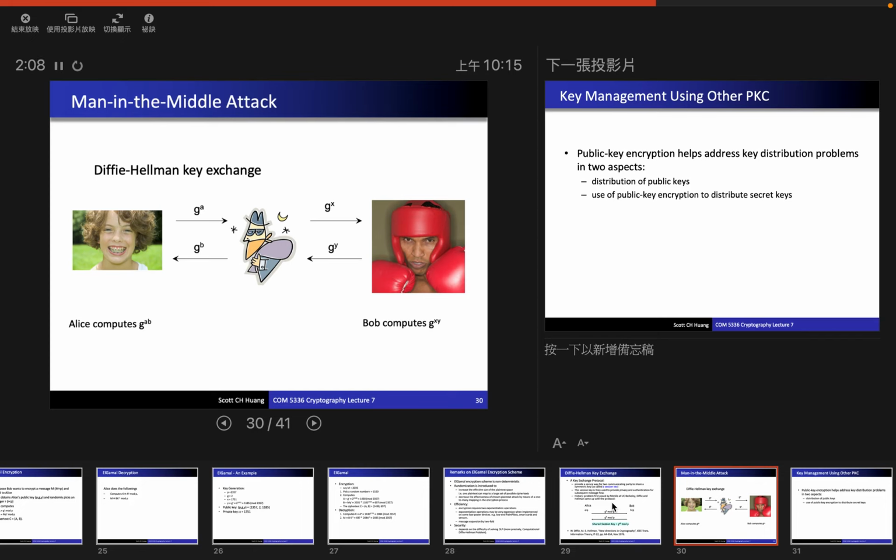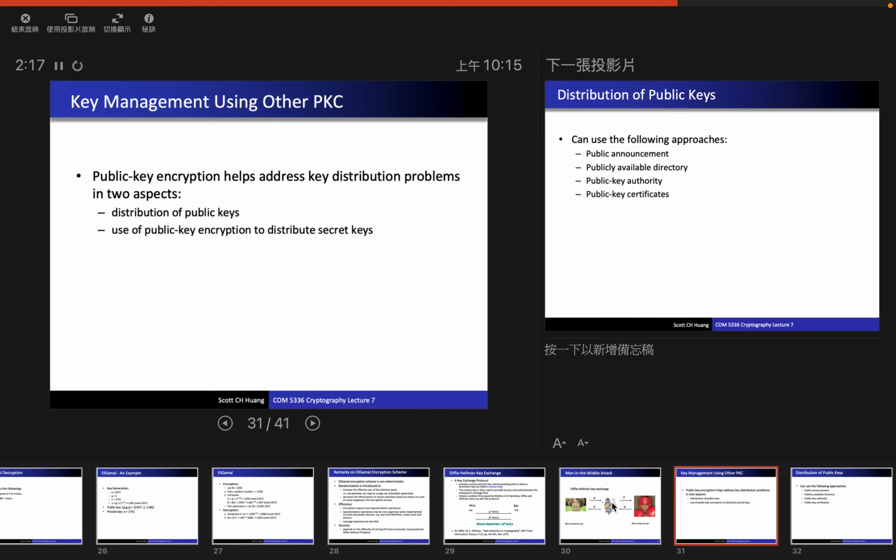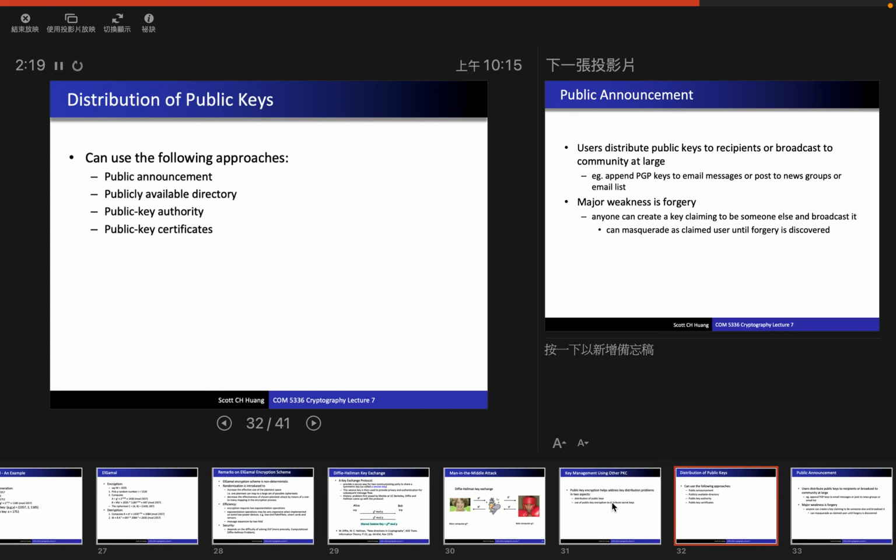Probably, I think, next Monday. Today we'll be talking about primality testing. When we finish this, we'll talk about primality testing because it is really crucial to generate large primes. We'll try primality testing first, and then we'll come back to the digital signature probably next week. So, distribution of public keys in three ways.